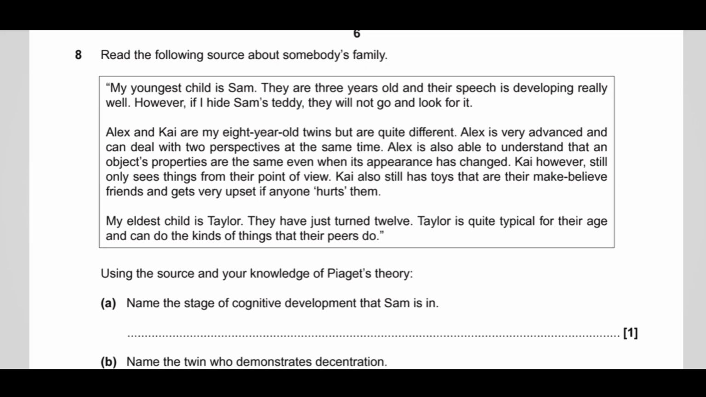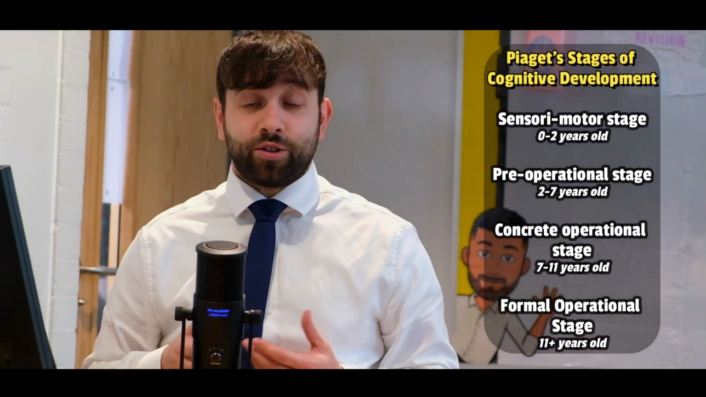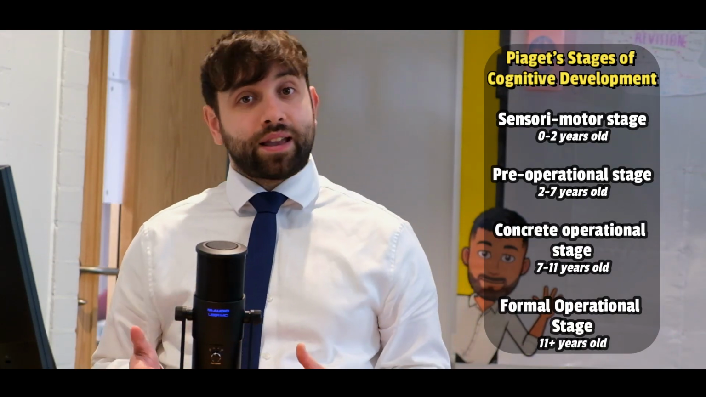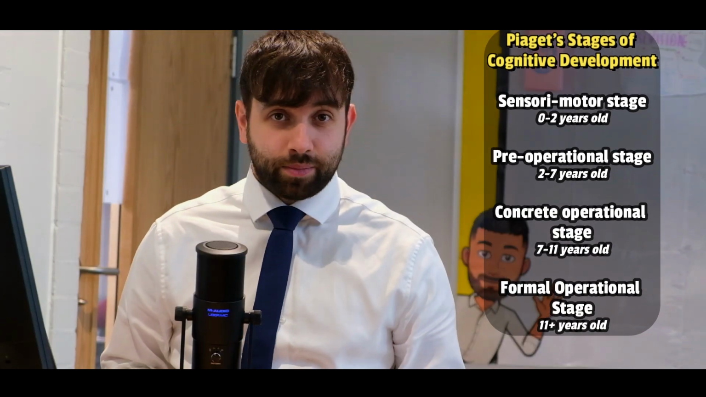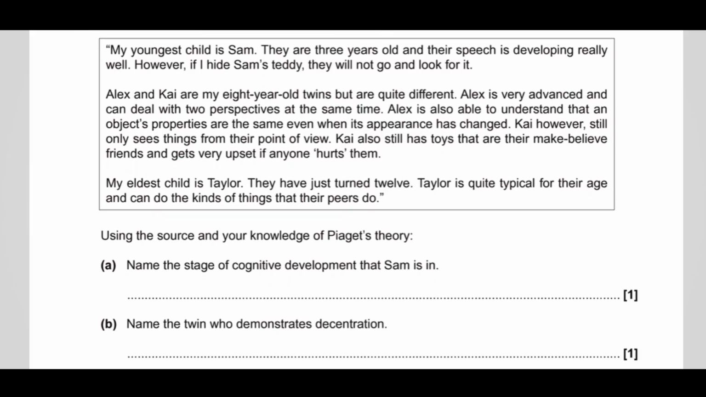Well, Sam is very clearly in the pre-operational stage, and the dead giveaway is that first sentence. Straight away it says Sam is 3 years old. Now, that's a giveaway because the sensory motor stage is 0 to 2 years old, the pre-operational stage is 2 to 7 years old. So straight away, that's a bit of a giveaway. So if we move on to B, name the twin who demonstrates decentration.